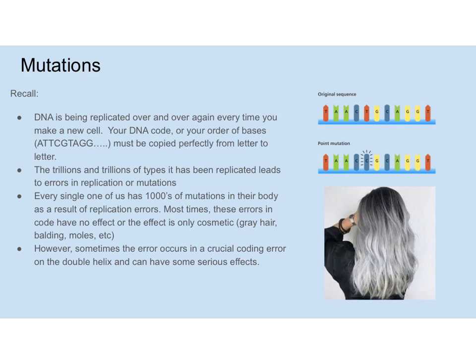However, sometimes the error occurs in a crucial coding area, for a really important set of instructions. We have a set of instructions for our eye color, but it's not essential to survival. But we also have a set of instructions on how to breathe or how to pump our heart, and those are crucial sets of instructions. So sometimes the errors are in a crucial coding area of the double helix, and then they can have some pretty serious effects.